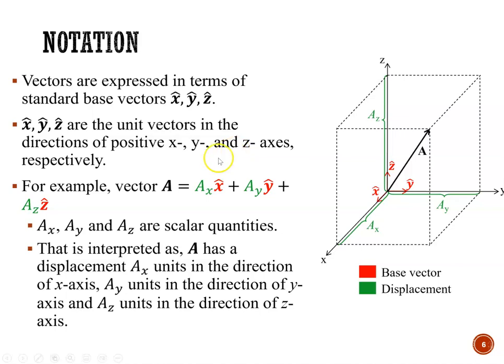For example, if you have vector A, that would be equal to ax x hat plus ay y hat plus az z hat. So the ones in small bold letters with a hat on top, the red ones here, are actually the base vectors, the unit vectors. And the ones denoted by ax, ay, az, these green letters here, are actually the displacements. They are the scalar quantities.